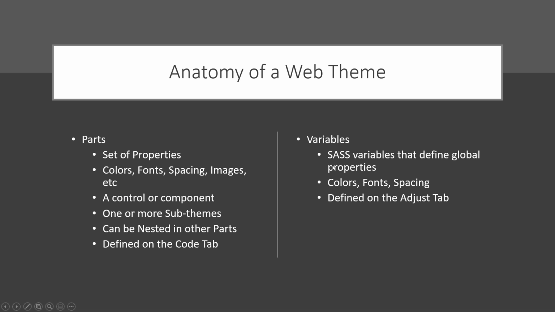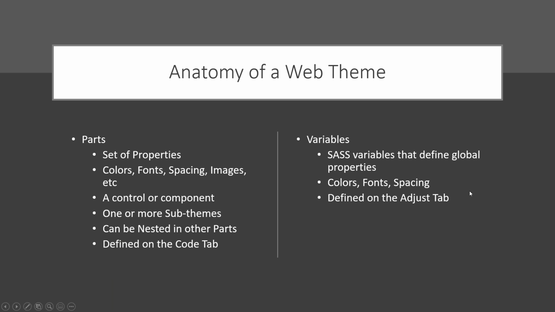So those are the two pieces of the web theme. You have all the parts that you can configure and then variables that you can define on top of that, which I use throughout the definition. Some parts can be nested in other parts, meaning that with the grid, there are definitions for detail view within that. And rather than breaking that out into grid detail view, we've kept it all in one place. And again, you find all that stuff on the code tab. The variables, colors, fonts, and spacing.